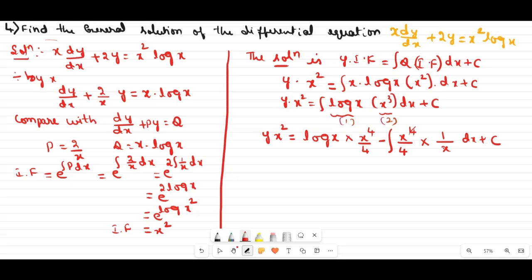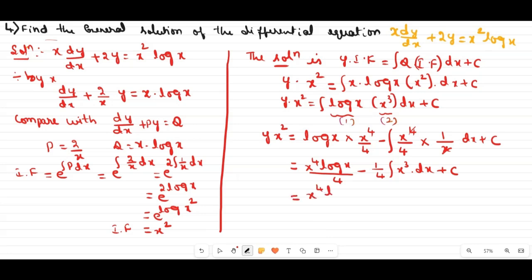See, one x will get cancelled here. Write down the remaining terms, that is x power 4 log x by 4 minus 1 by 4, I will keep outside the integral. The remaining is x cube with respect to x plus c. So now let me simplify further. x power 4 log x divided by 4 minus the integration of x cube, which is x power 4 by 4, so 4 fours are 16, plus c. So this is what actually the required solution.